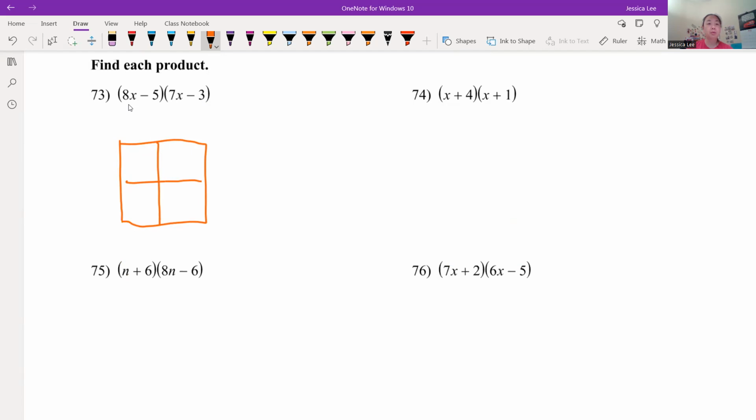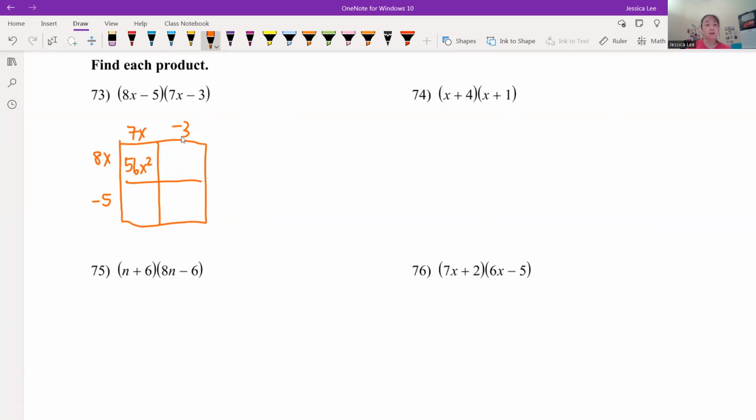So again, area model, this is the length of one of the sides. I'm just going to put it on the left. So this is 8x minus 5. Top part is 7x minus 3. Notice the minus is going with that second number there. Now, area means we're finding the area, which means multiplying the sides, right? So it's 8x times 7x, which is going to be 56x squared, because we have two x's that are multiplying together, right?